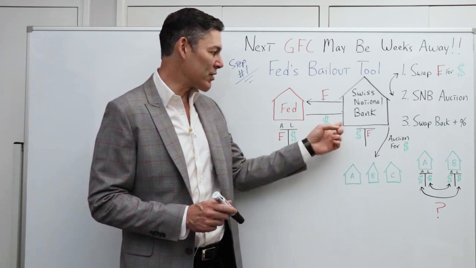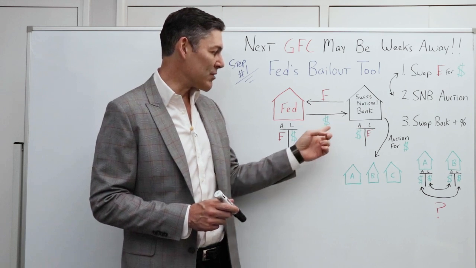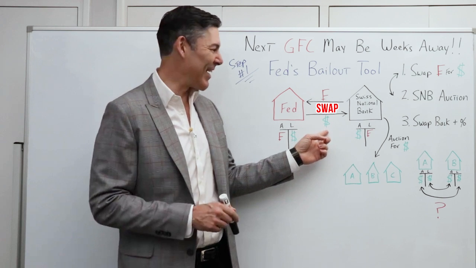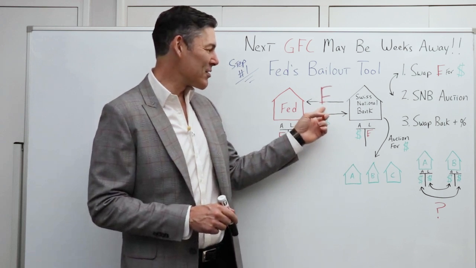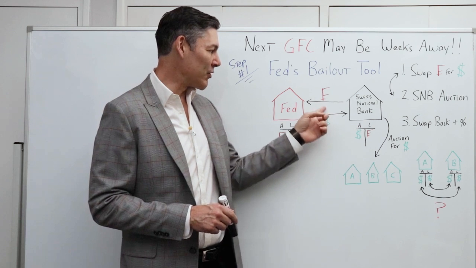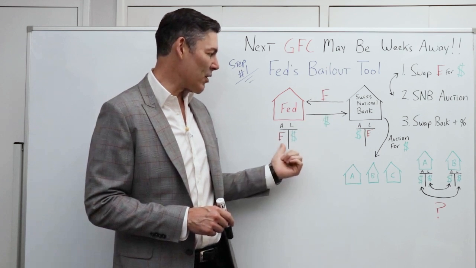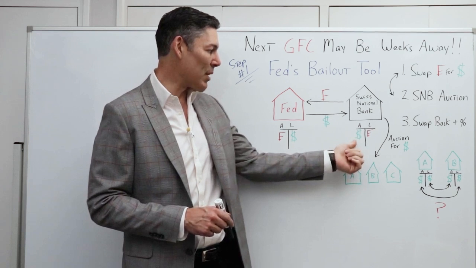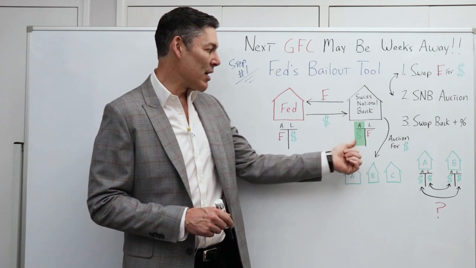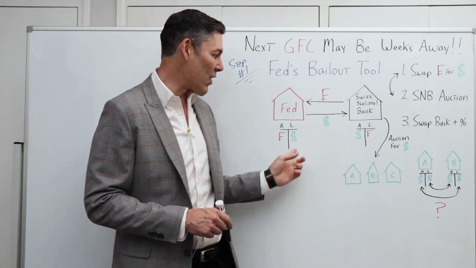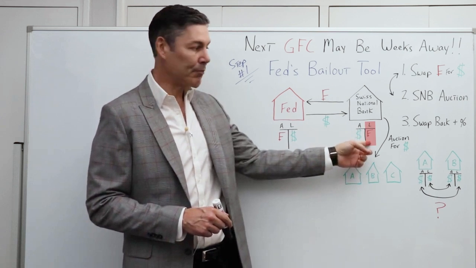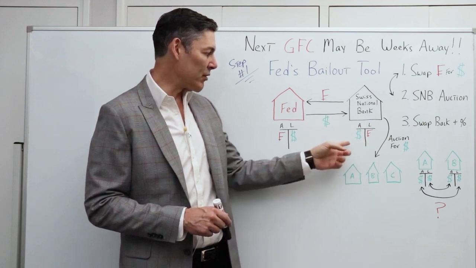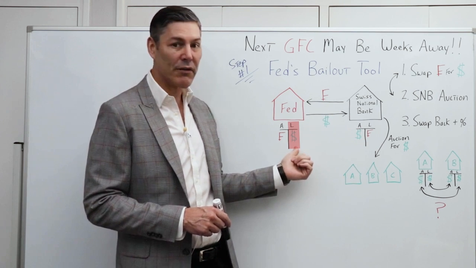So basically, the Swiss National Bank says, hey, we need some dollars, so we'll go ahead and swap the dollars for some Swiss francs. So those Swiss francs go onto the Fed's balance sheet. They're an asset. Those dollars go onto the Swiss National Bank's balance sheet as an asset. And then, of course, those francs that go over to the Fed, they're a liability on the Swiss National Bank's balance sheet. And likewise, those dollars are a liability on the Fed's.